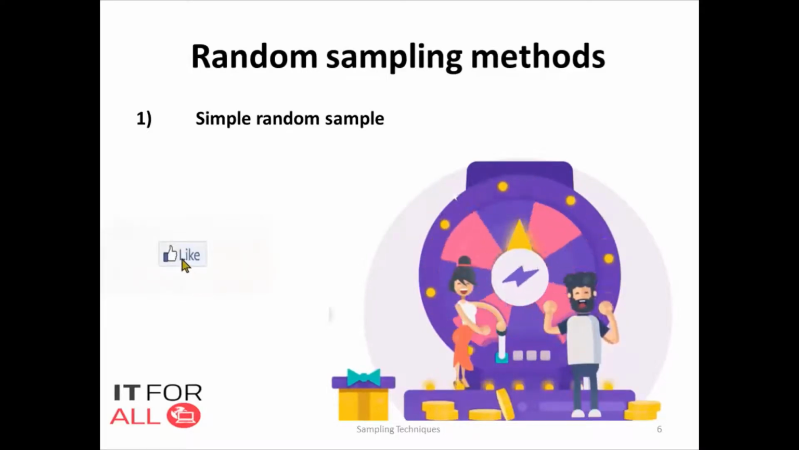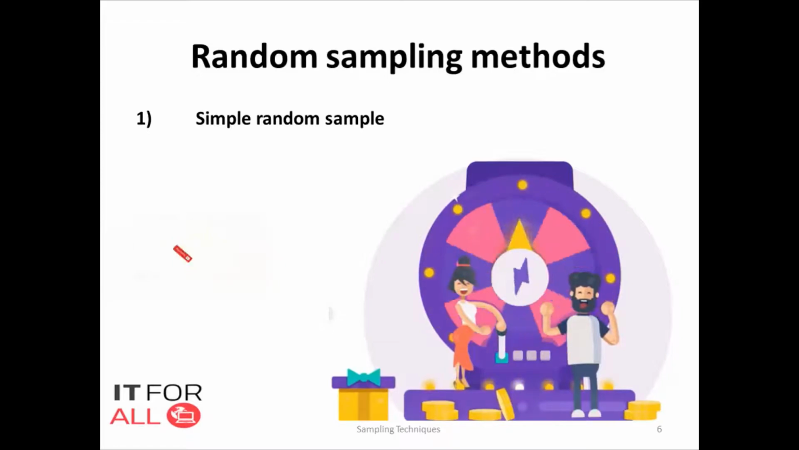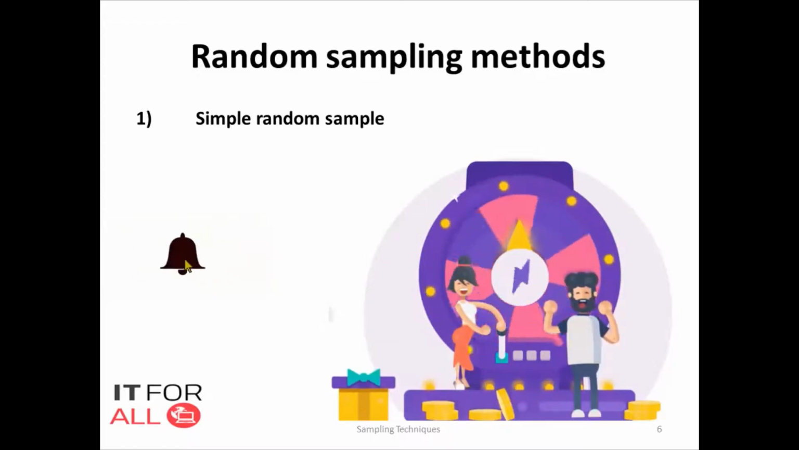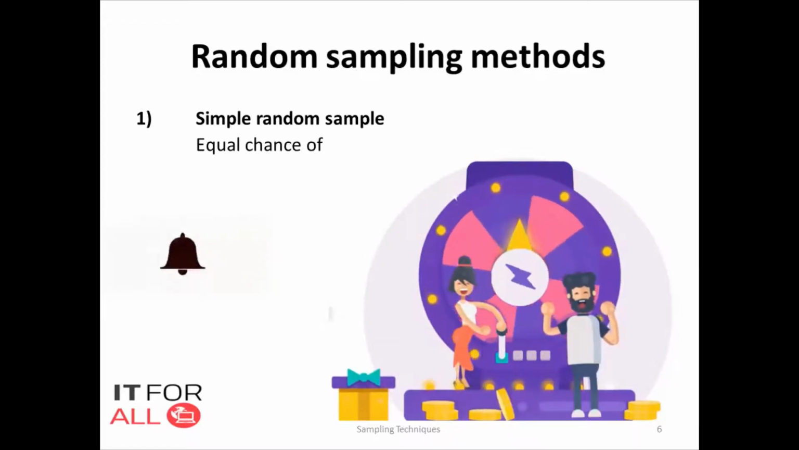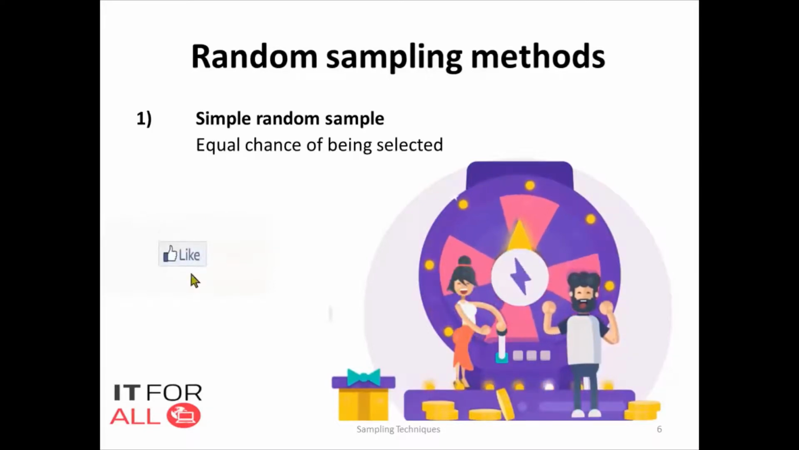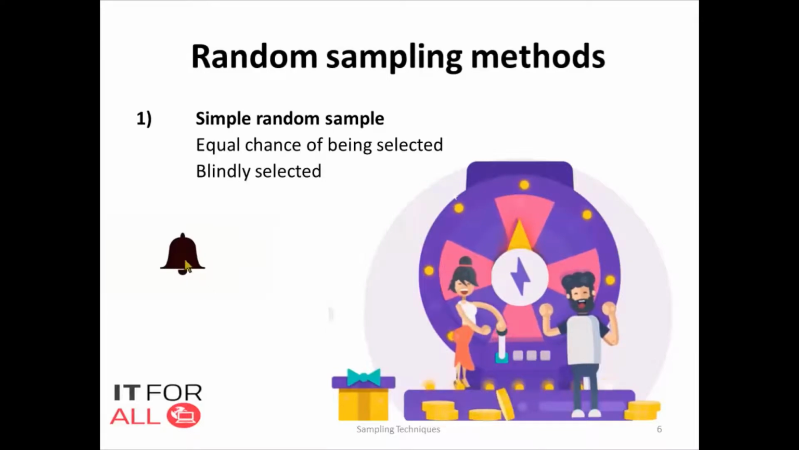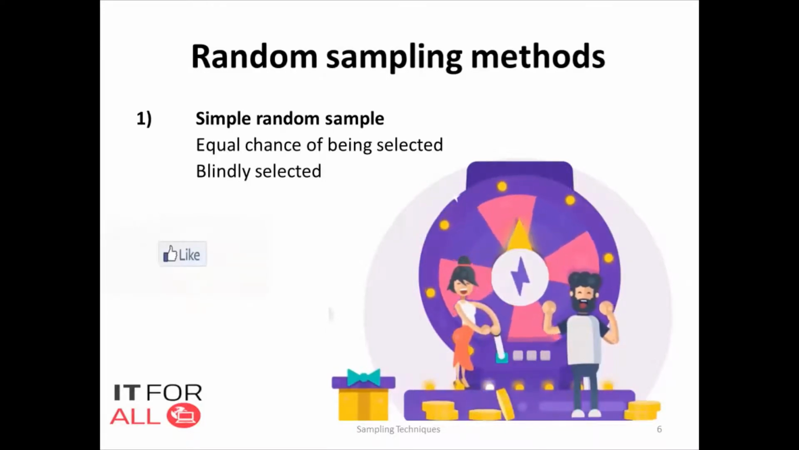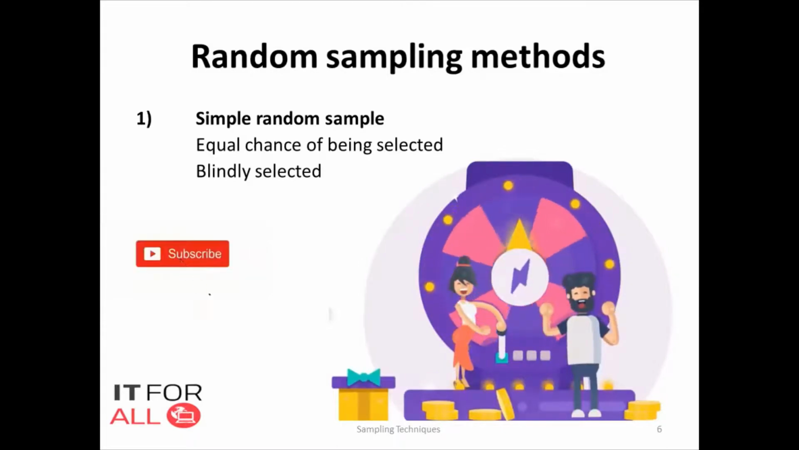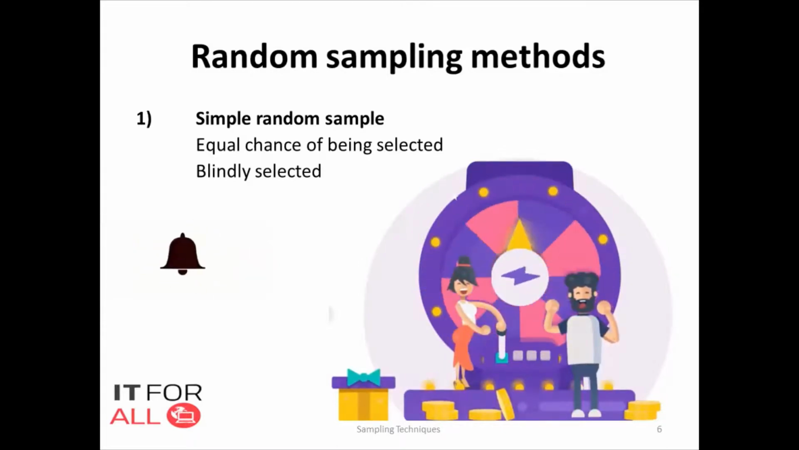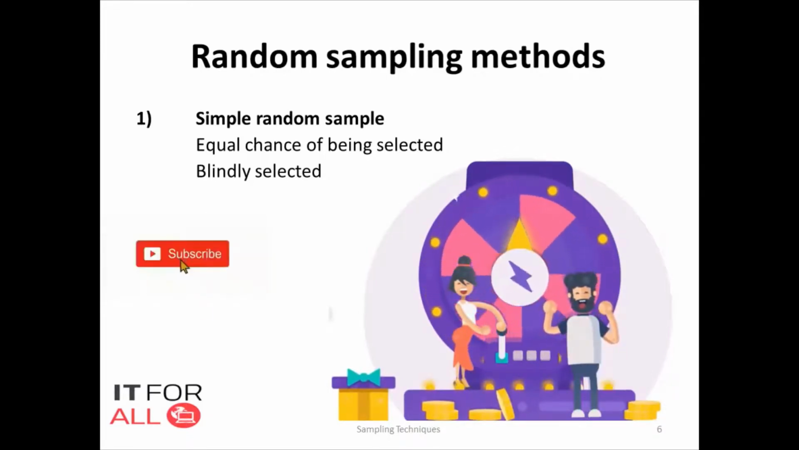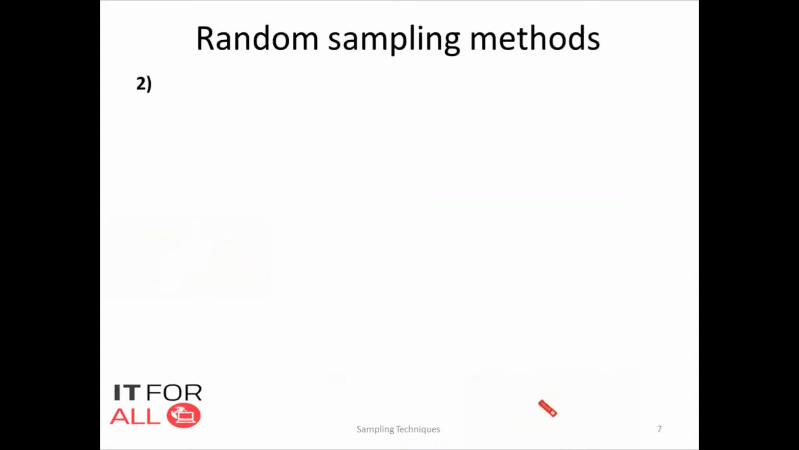In the simple random sampling method, the item is selected on an equal chance of being selected, or we can say it is blind selection, also called blindly selected, because no one knows who will be selected next. Lucky draws, etc. are examples of simple random sampling.